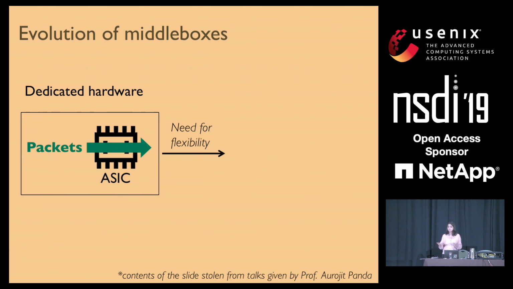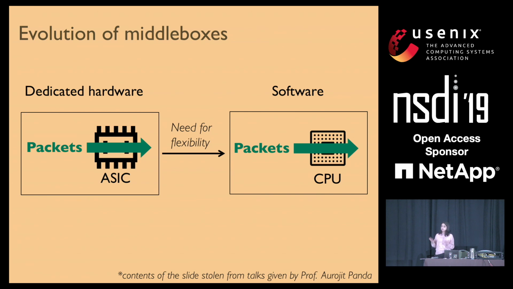Therefore, driven by the need for flexibility, and with Moore's law still alive at the time, speeding up software, we moved away from using dedicated hardware for middle box implementation towards using software. And this move from hardware to software resulted in the rebranding of middle boxes as network functions.